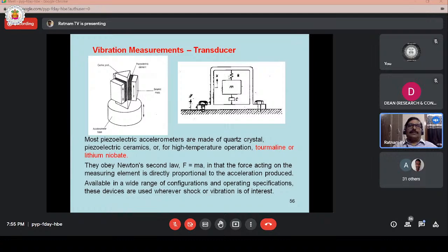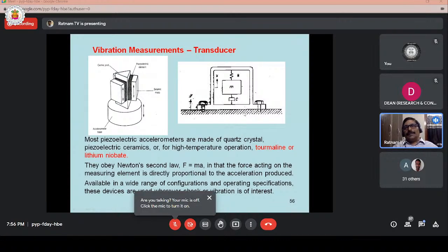These crystals are piezoelectric elements. This is a seismic mass. This is a center post supported spring. This will be represented like a spring mass system. So the accelerometer obeys Newton's second law, F is equal to mass into acceleration.